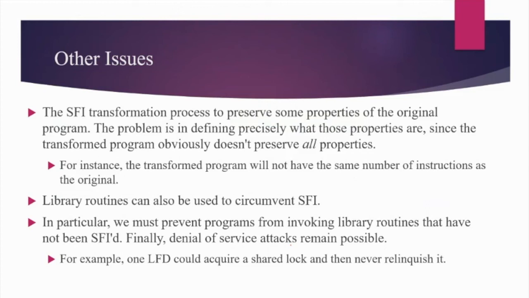So instead of one instruction, now we are writing three instructions, right? Instead of the actual address, or actual memory location that the program wants to access, we are converting that location into some other location. So we cannot say that we can preserve all the properties, but how can we precisely define how many properties are being preserved? So this is one thing.